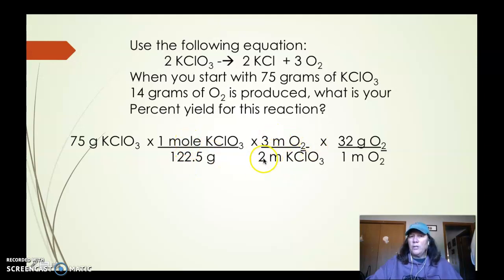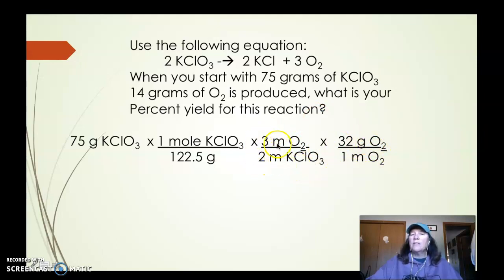Now I use my mole ratio, what I'm trying to get rid of on the bottom, and what I'm trying to find on top. And then I look, and there's a 2 there, and there's a 3 there. So those are where they come from. And now my last step is I've got to change moles of oxygen into grams. So 1 mole of oxygen is 32 grams.